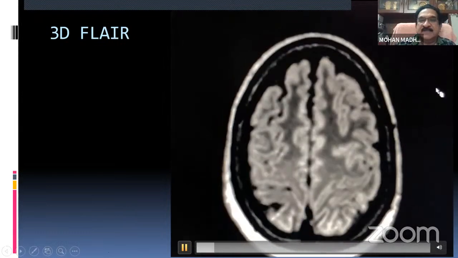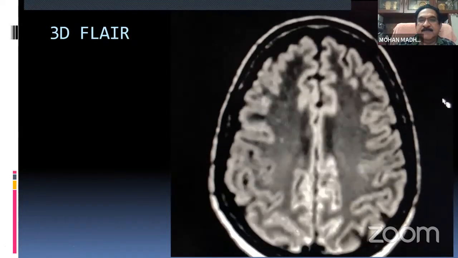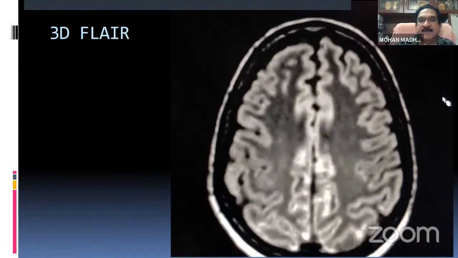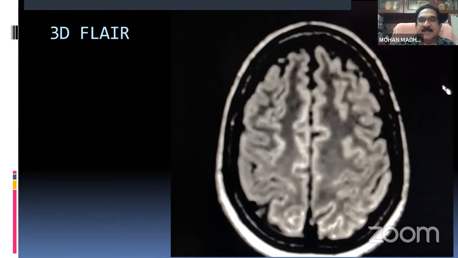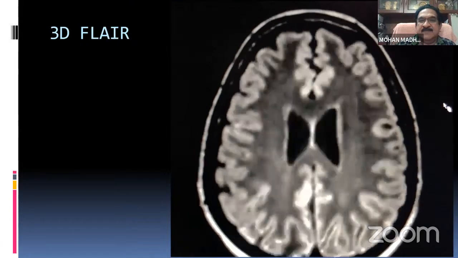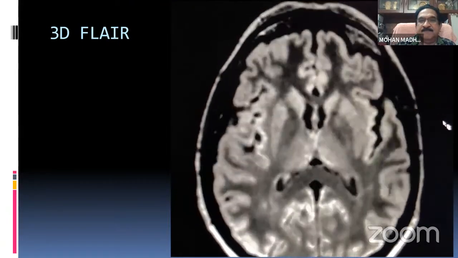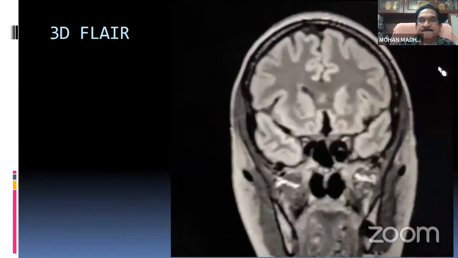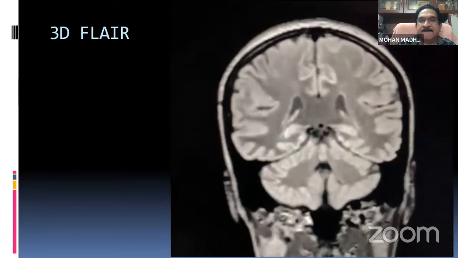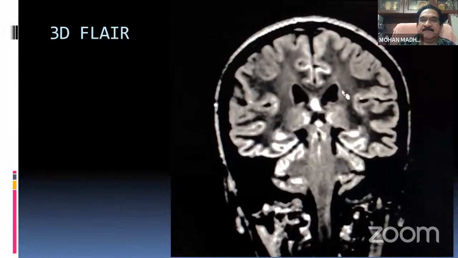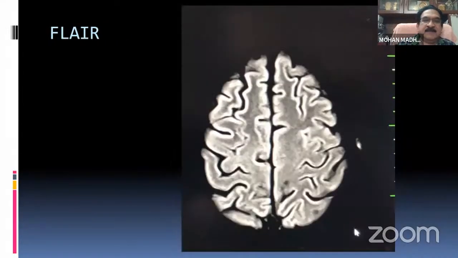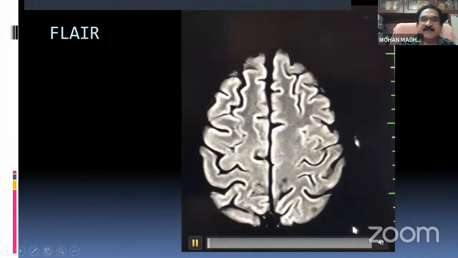This is the 3D FLAIR concentrating onto the cortex region. Nothing abnormal could be made out. No abnormality could be made out. We suspect a cortical lesion, but the cortical parenchyma appeared normal. This is the FLAIR sequence again, and I'll show it once again.